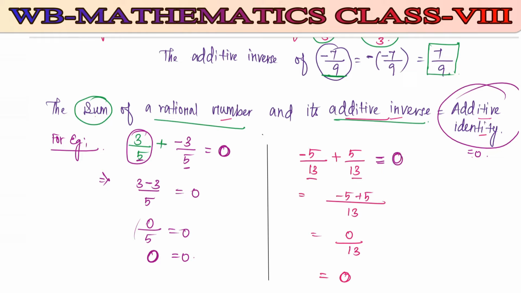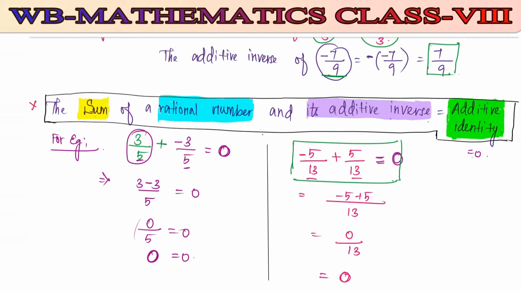So this is the final answer. It is very important: the sum of a rational number and its additive inverse, finally we are going to get the additive identity. So this is very important.